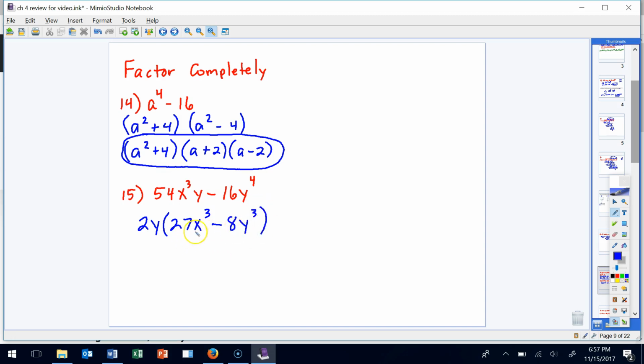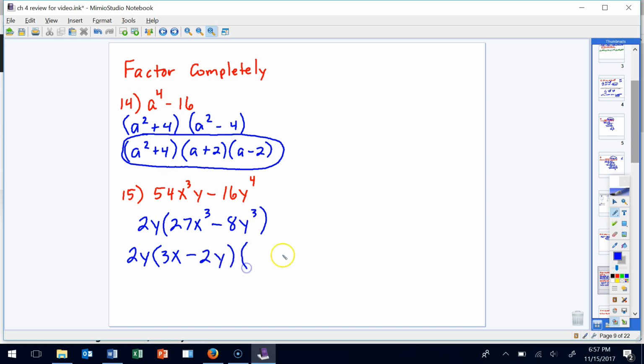Now looking in the parentheses, we have another special factoring case called the difference between two cubes. And we learned a few sections ago how to handle this factoring situation. So I'll bring down the 2y. The factoring of two cubes being subtracted, we write down the cube roots. Cube root of 27 is 3. Cube root of x cubed is x. Minus the cube root of 8 is 2. Cube root of y cubed is y.